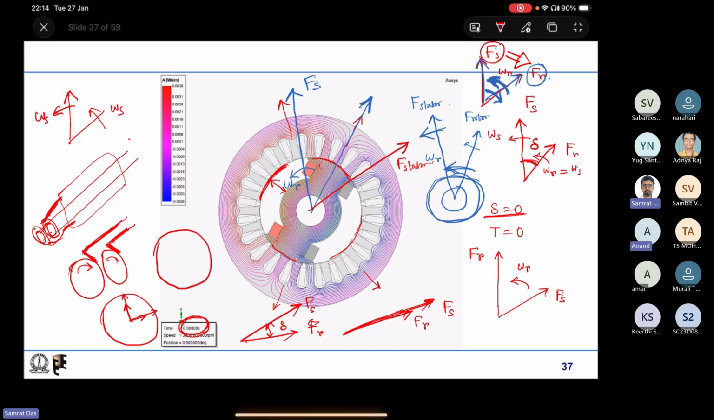But delta is always non-zero. Assuming both Fs and Fr are running at 1500 RPM, there is supposed to be a small angle, and only then will torque production happen. If delta becomes zero, it means there is no torque. Yes, that is correct. Understood.